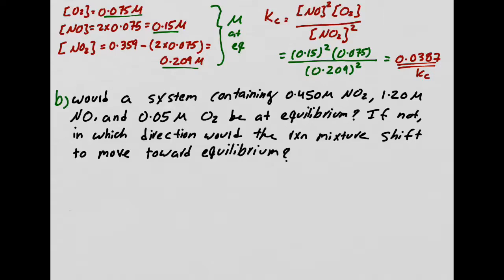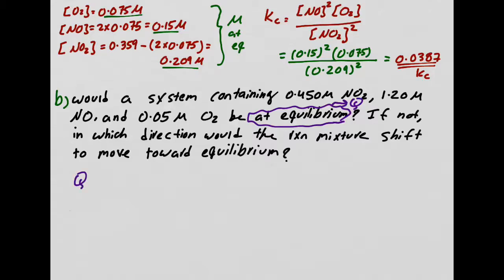Now, the next part of this question. Would a system containing 0.45 molar NO2, 1.20 molar NO, and 0.05 molar O2 be at equilibrium? Okay, now you know how to do this. You've done this before. They ask you, are you at equilibrium? Remember that lecture? Every time they ask you, are you at equilibrium, what do you need to figure out? Tell me. Yes, you need to figure out Q.